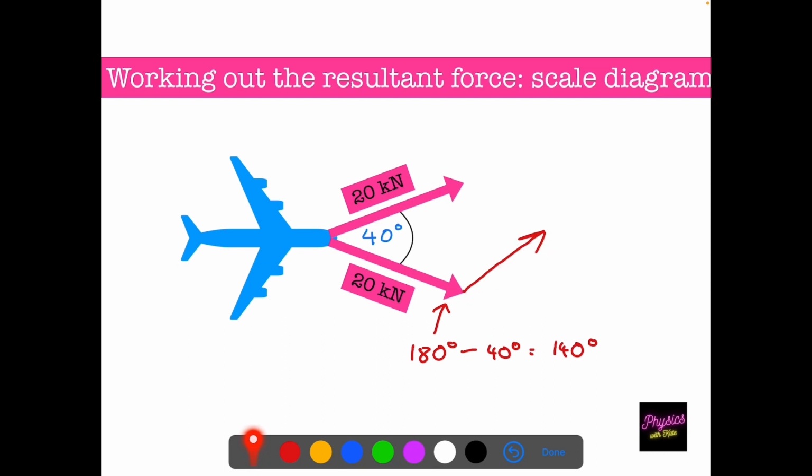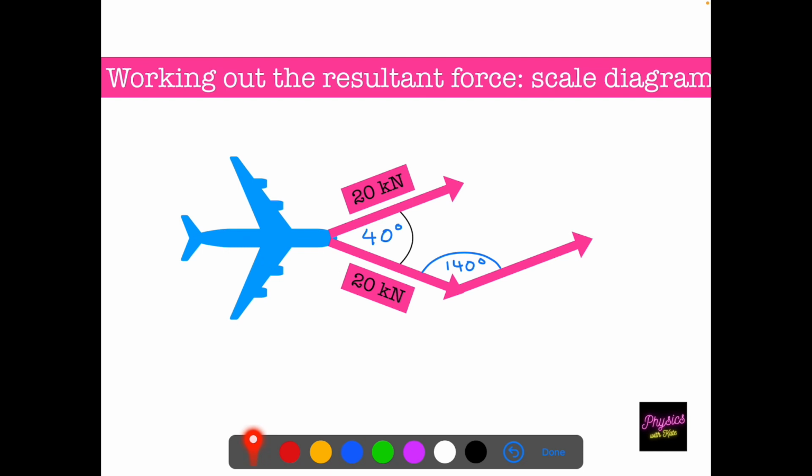So let's swap this for one I did earlier. There we go, that's much better. So this side is now exactly the same length as the force on the opposite side, and we have 140 degrees in between the bottom side and this new side. Now we're going to do the same up here to complete the parallelogram.